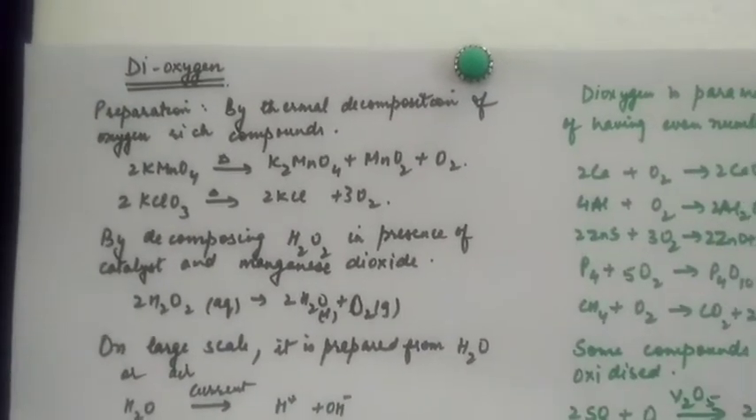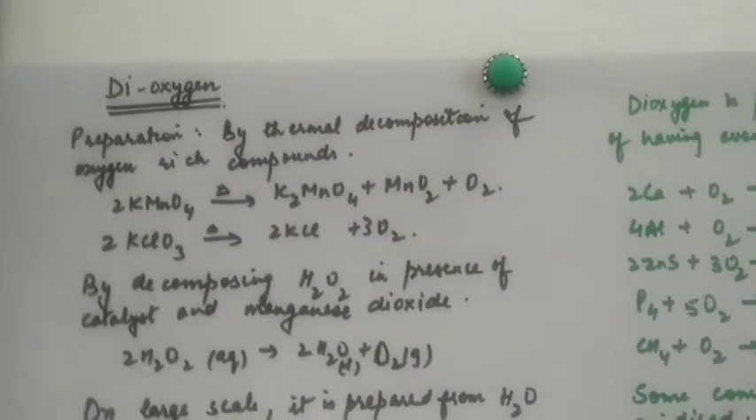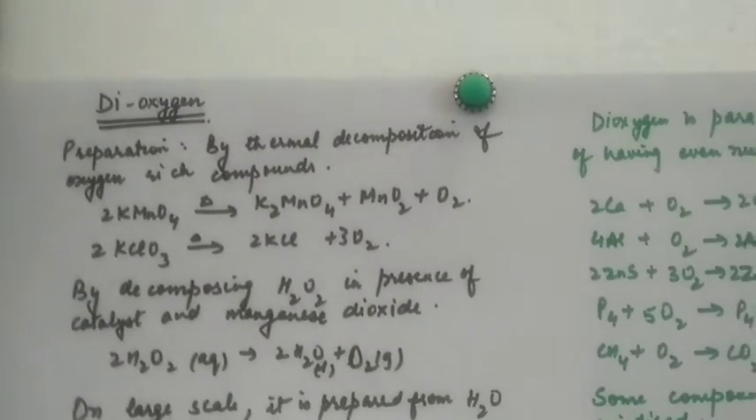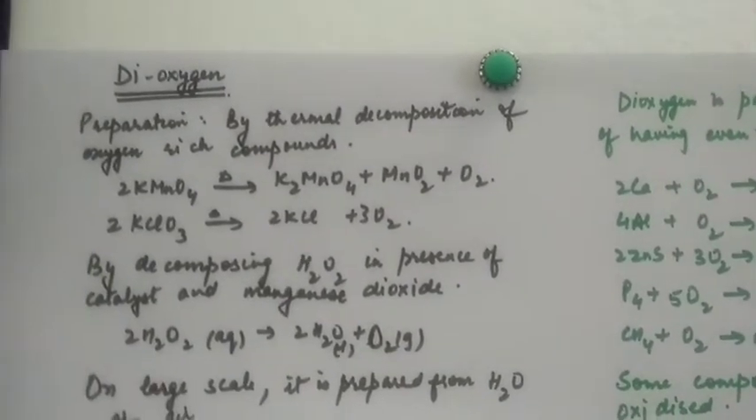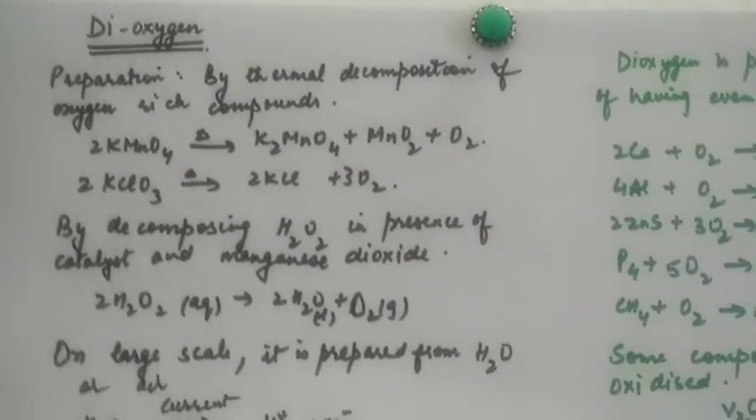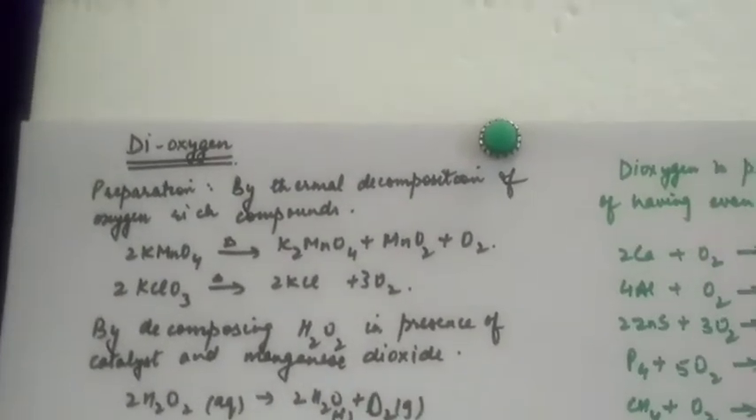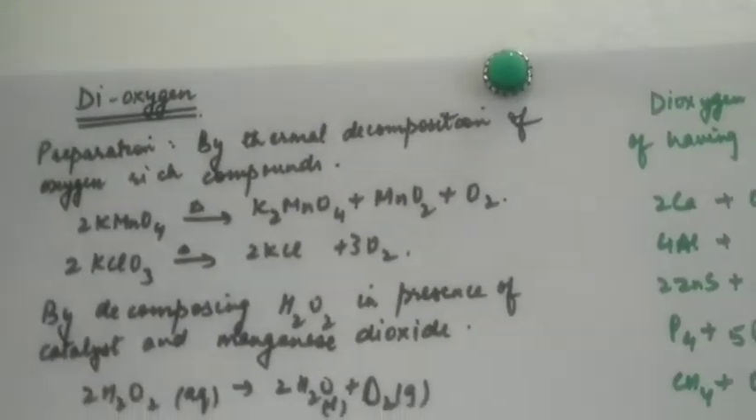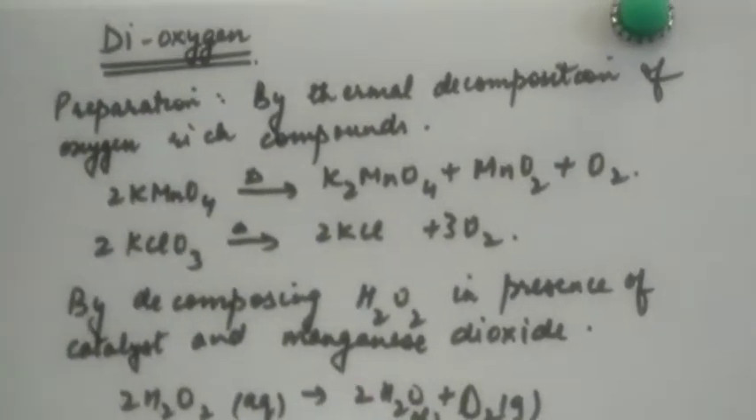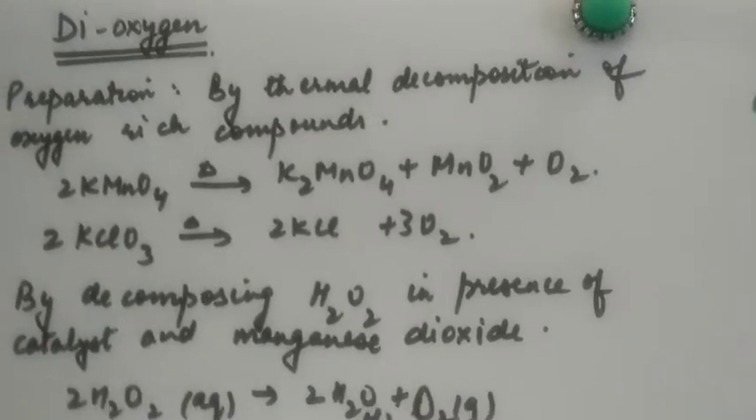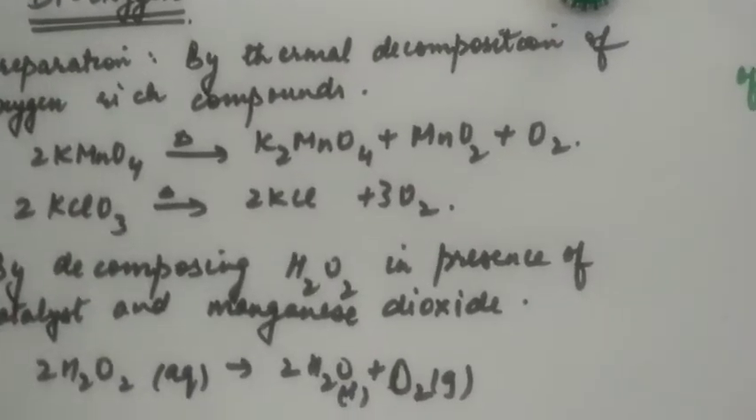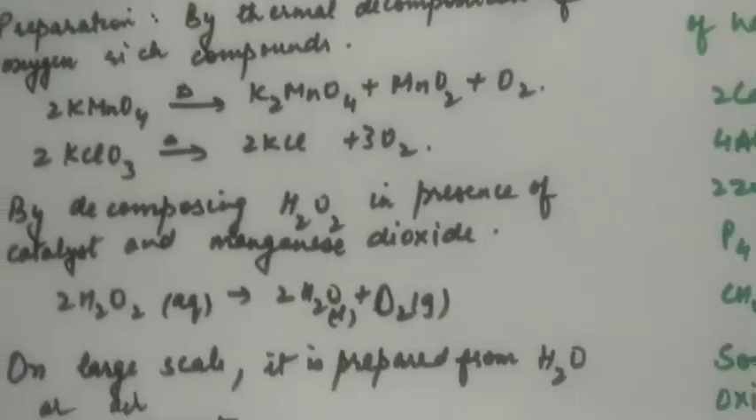Today we'll be doing dioxygen and ozone in the P block elements. So dioxygen is prepared by the thermal decomposition of oxygen rich compounds like potassium permanganate, potassium chlorate, potassium nitrate, etc. For example, potassium permanganate on heating will decompose into potassium manganate, manganese dioxide and oxygen.